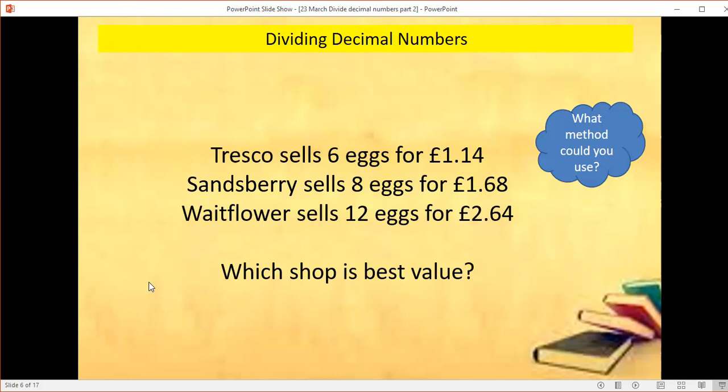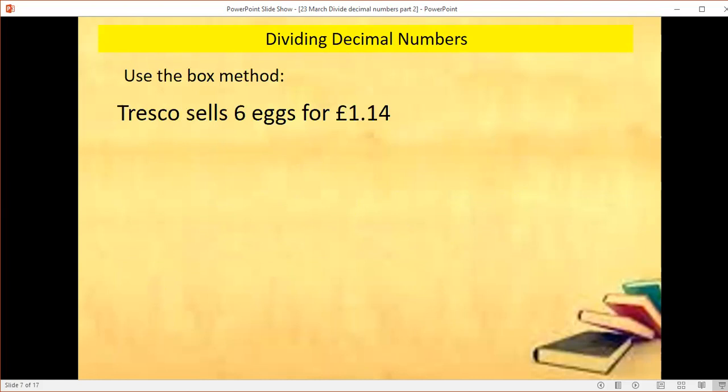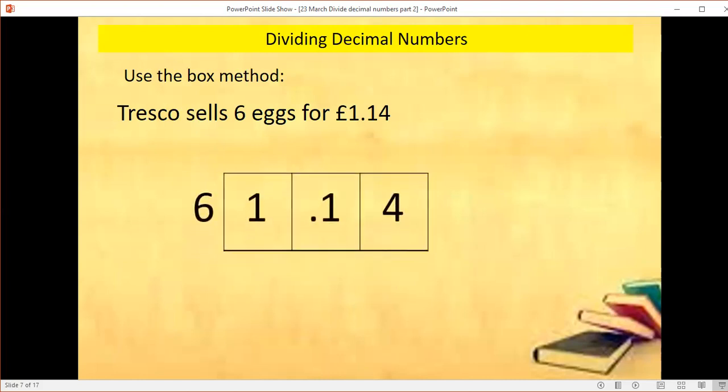So I'm going to show you how to divide. Okay, we can use the box method or the long division method. It's up to you which one you prefer to use. The easier, the better. Okay, now let's use the box method. Let's divide £1.14 by 6. Okay, you remember the box method? So as usual, we'll start with division and then multiply and subtract. And then again, you need to go back to the division.